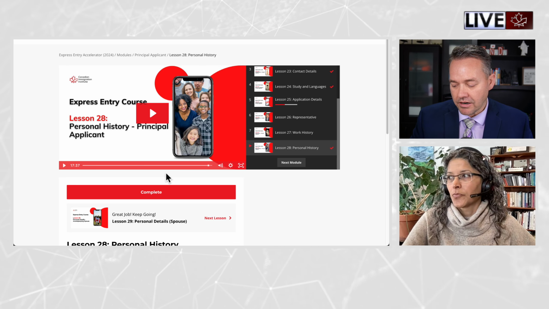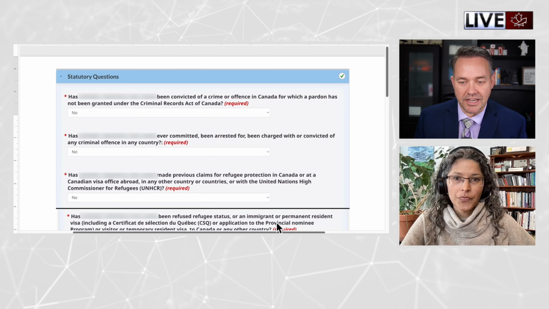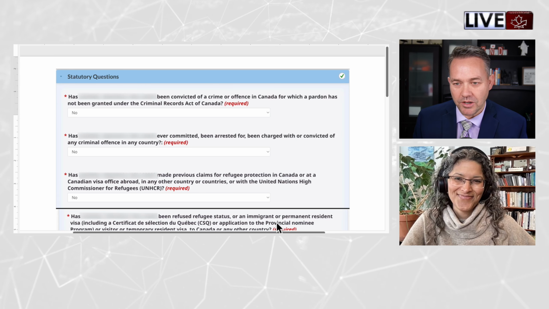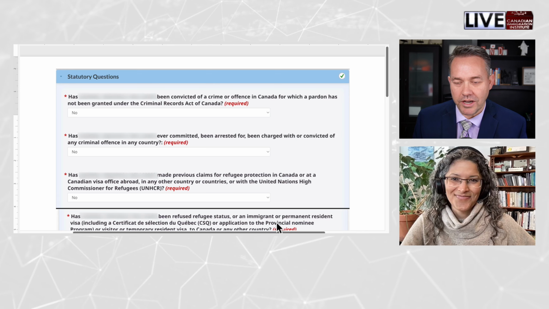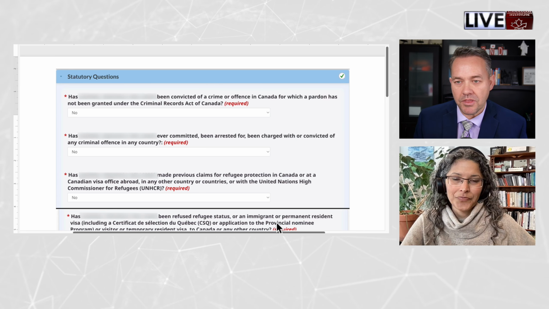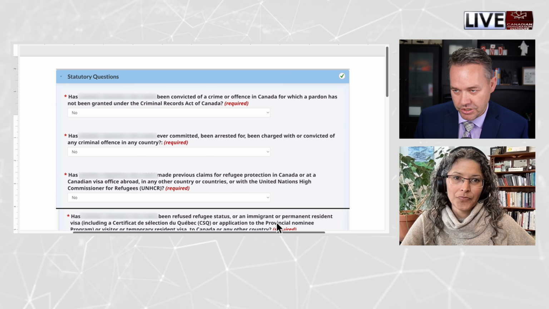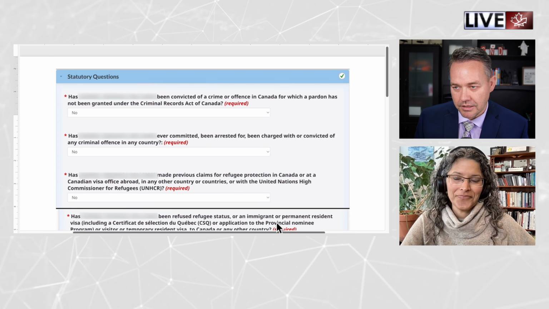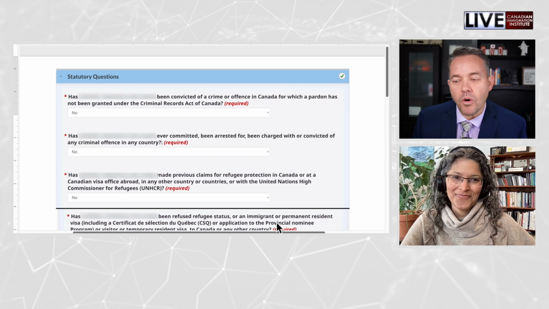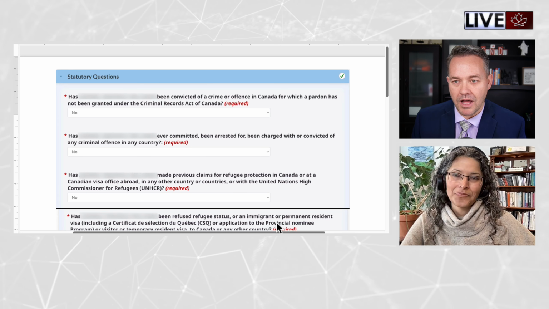What I've got here, I'm just going to flip over to this page, is the actual questions that you will see. Obviously, I've got them redacted because this is a real person's statutory information questions. Alicia and I are going to focus today on some of the ones that are the most important. Obviously, if you are an international terrorist, it's pretty abundantly clear what the question is asking. But it's the more nuanced questions that cause the most problems for people when they're applying.